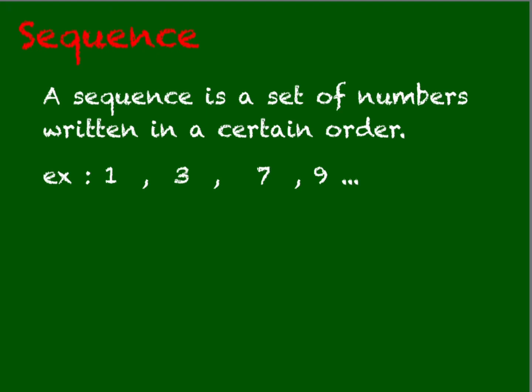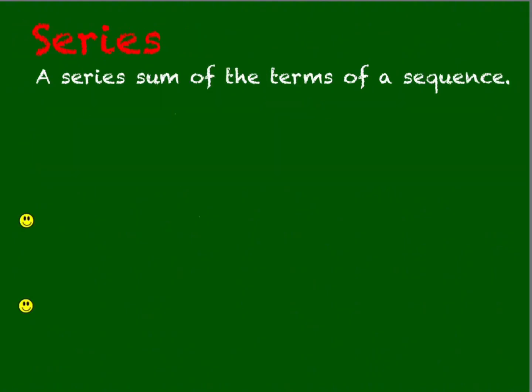A sequence is a set of numbers written in a certain order, and there is an example: 1, 3, 5, 7, and so on. A series is the sum of the terms of a sequence. When we add up the terms in a sequence, we get a series, which can either be finite, with a specific number of terms, or infinite, continuing indefinitely.